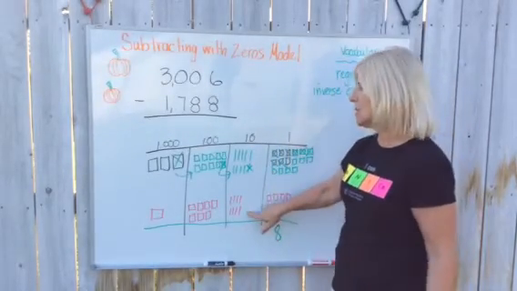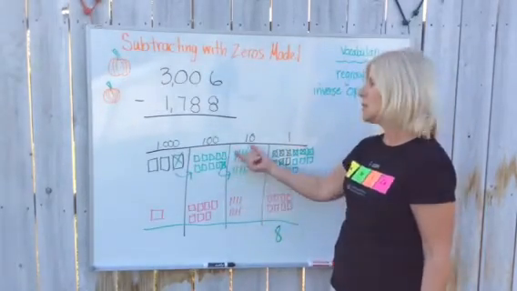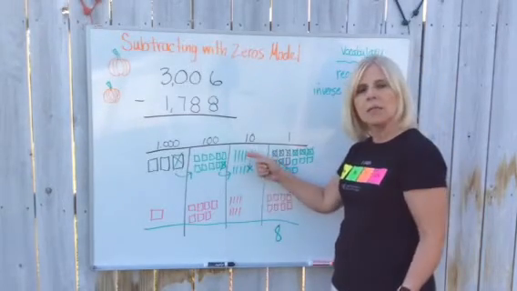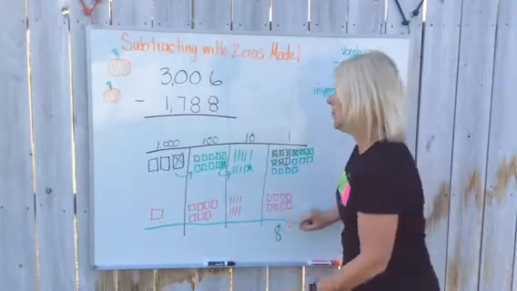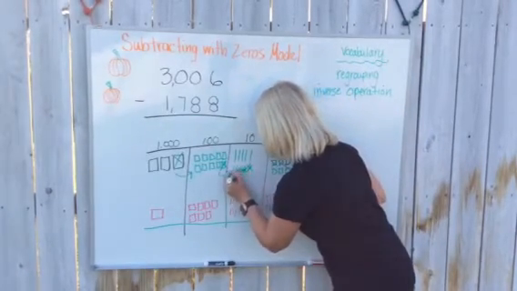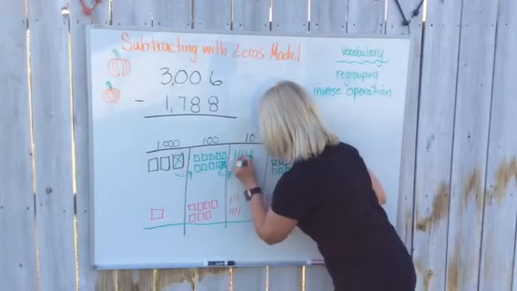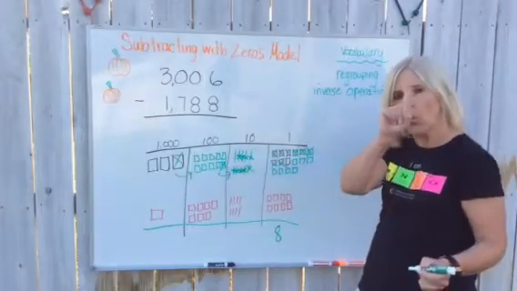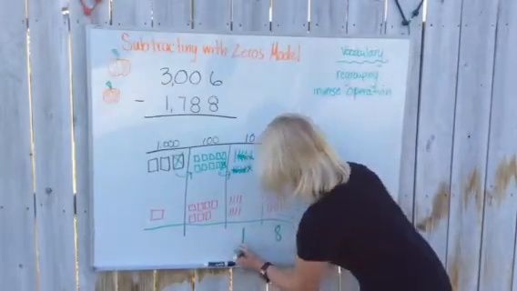Next I go to my 10s, and I have 8 here that I need to subtract out of the 9 that's left over. And I can do that because 9 is a larger number than 8. So let's cross out 8. 1, 2, 3, 4, 5, 6, 7, 8. And I still have something left over, which is 1, so I put that down here.